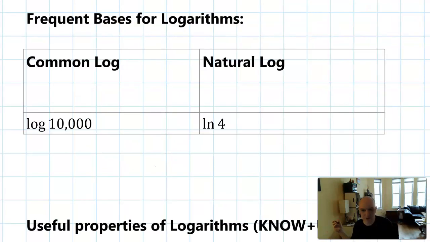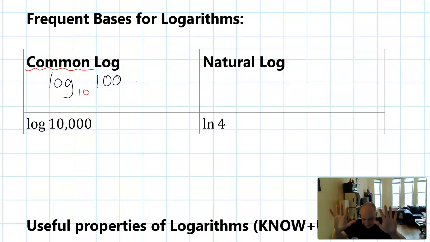Okay, two other things you might see. As you're working through problems, you're looking at your book, you might see a log without a base, right? So you might see log of 100. Whenever you see the word log without a base, this is called the common log. And the common log always has an implied or implicit base of 10. Why? Well, because we live in a base 10 world. Our number system is a base 10 number system.